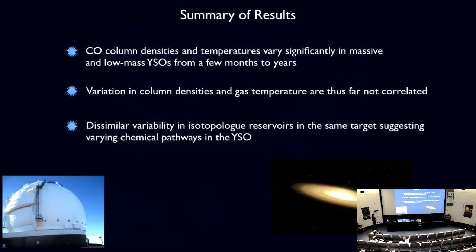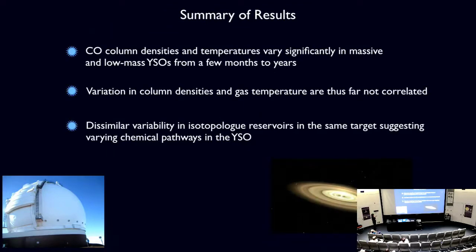Okay, so summary of results. Basically, CO column density for variability. I'm just summarizing the variability now. CO column densities and temperatures vary significantly in massive and low mass YSOs from a few months to years. And so we do definitely find this.